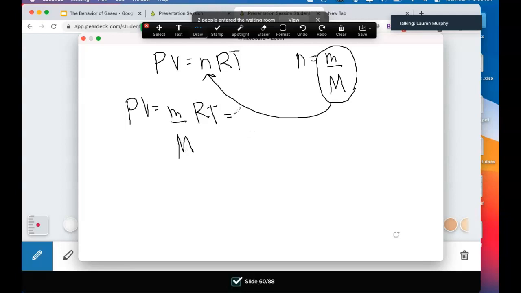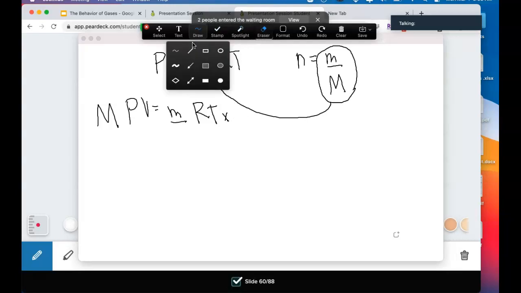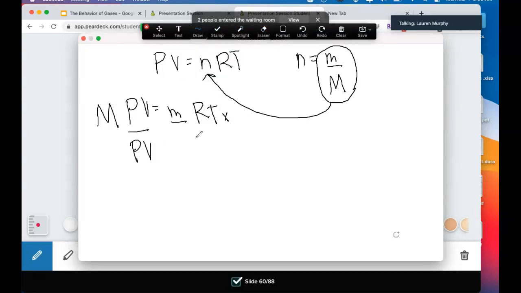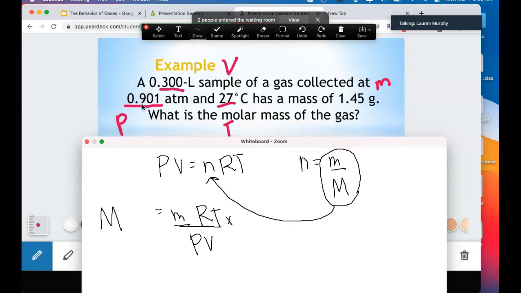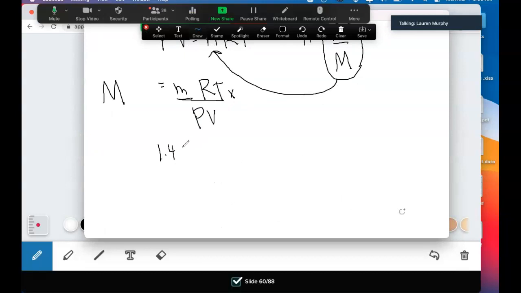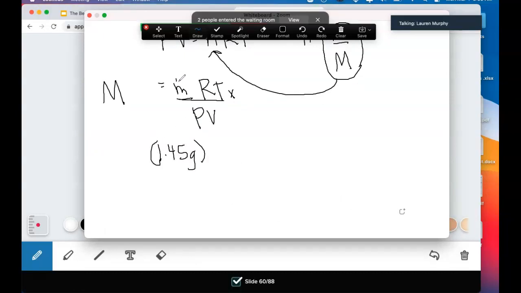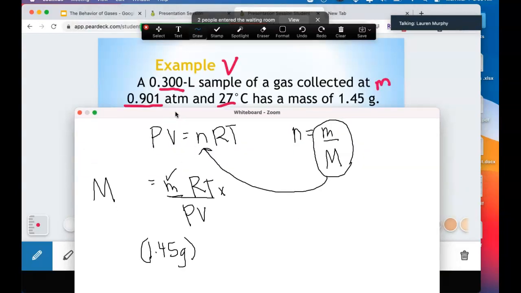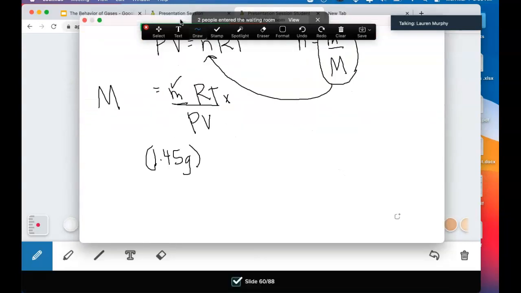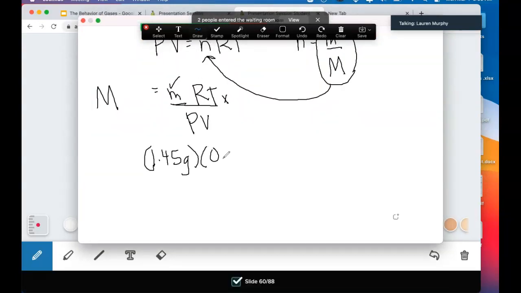Okay, I'm going to rearrange and solve for molar mass. So I'm going to multiply both sides by molar mass to get it out of the denominator. I'm going to divide by PV to get the molar mass by itself. Okay, and then now at this point, it's just plug and chug. So you take all your numbers. So let's see, it's 1.45 grams. That's my mass. 1.45 grams. So mass times the R constant. Now this R constant is going to be based on atmospheres because that's how the R constant changes. And if you go look back, again, you don't have to memorize the constants either. You just have to know how to use them.